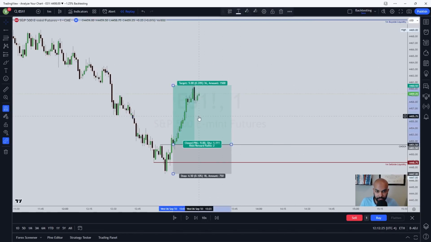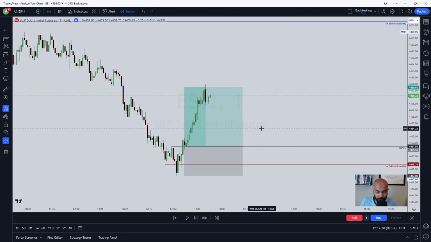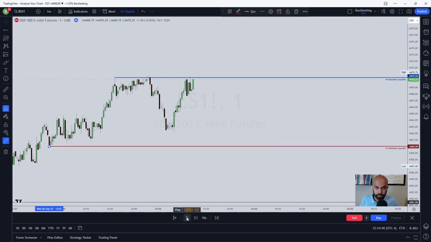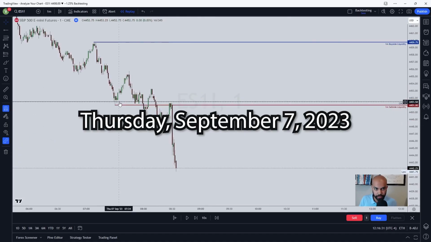Wow, and look at that. That actually does hit. So the 2R does work with this strategy. Perfect, so let's continue. And it's 4 o'clock. It's 8:30 on Thursday.